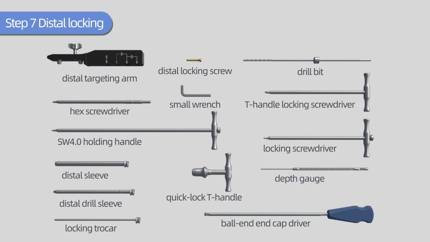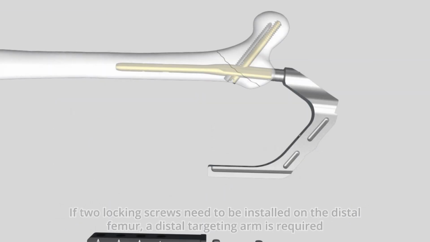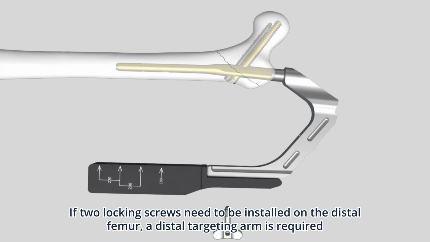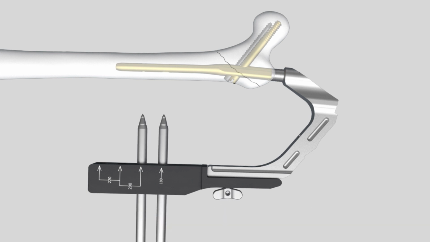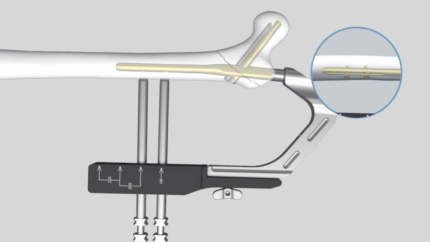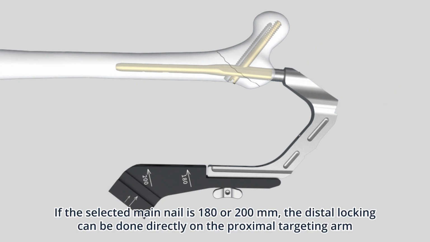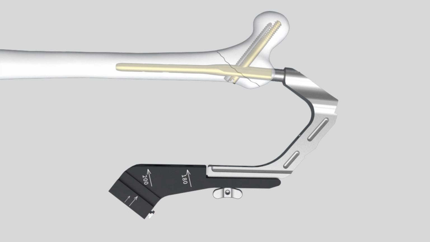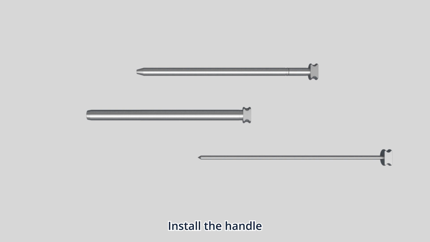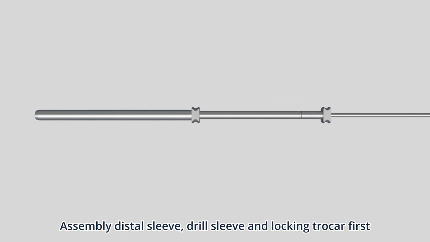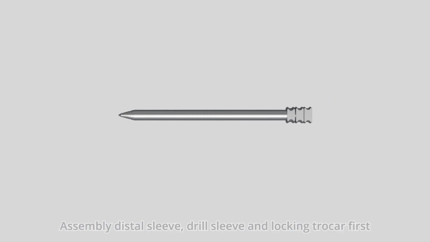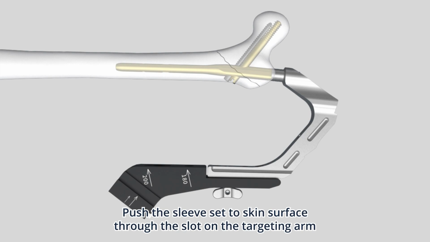Step 7. Distal locking. If 2 locking screws need to be installed on the distal femur, a distal targeting arm is required. If the selected main nail is 180 or 200 mm, the distal locking can be done directly on the proximal targeting arm. Install the handle. Assemble distal sleeve, drill sleeve and locking trocar first. Push the sleeve set to skin surface through the slot on the targeting arm.